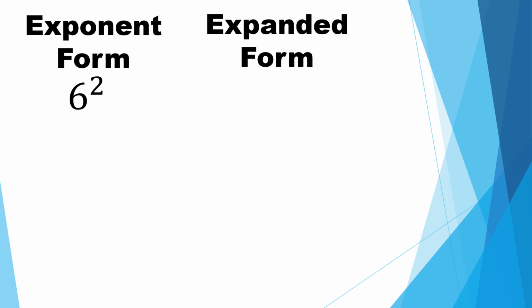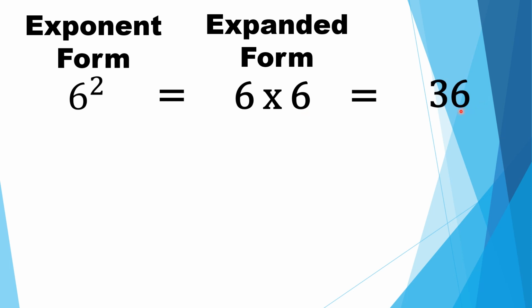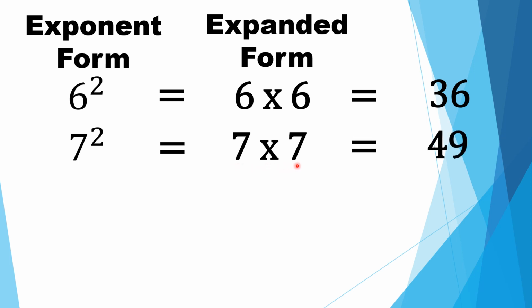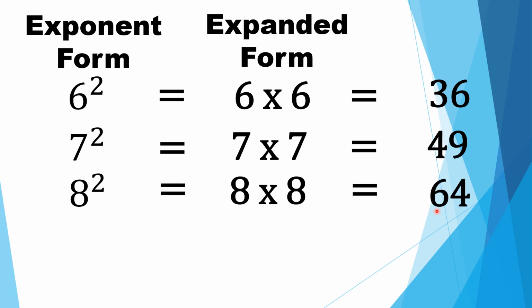Next example, 6 squared. 6 squared is equal to 6 times 6. 6 times 6 is equal to 36. 7 squared is equal to 7 times 7. 7 times 7 is equal to 49. 8 squared is equal to 8 times 8. 8 times 8 is equal to 64.